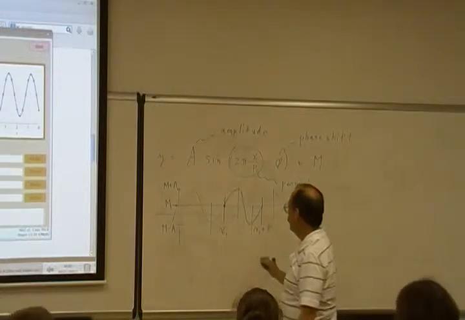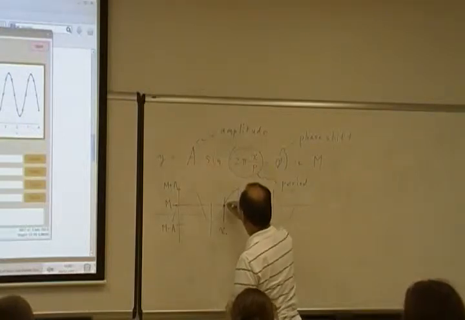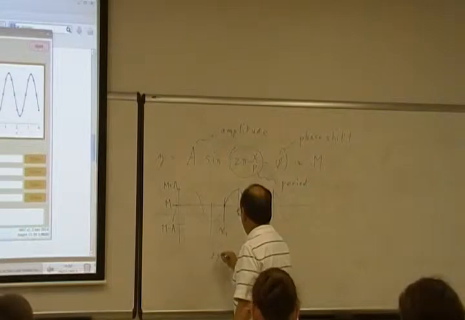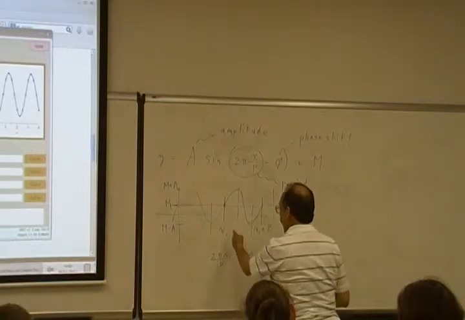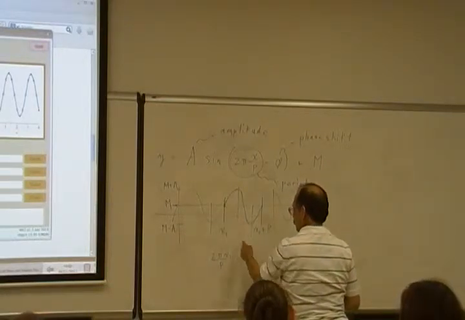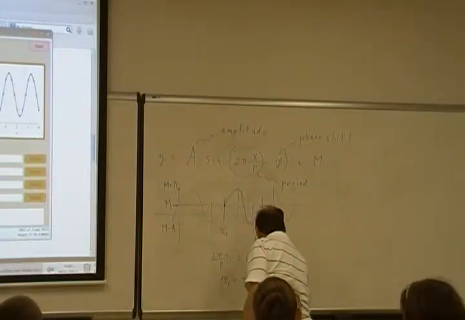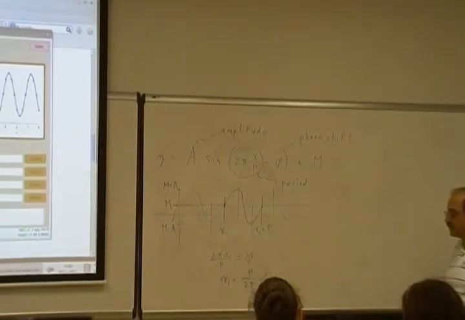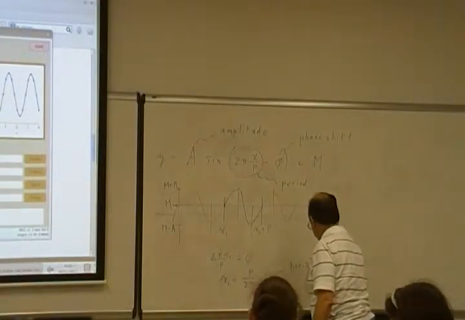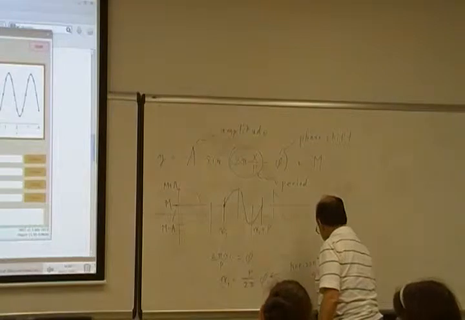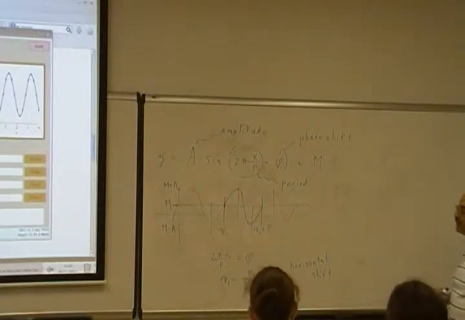And this here, the x, which puts you at the starting point of a wave, this x1, 2 pi x1 over p, when it is equal to phi, we are at a place where we're on the midline. And that's at x1 equal to p divided by 2 pi times 5. And that's the horizontal shift. It's how much the function has been shifted sideways in terms of x.